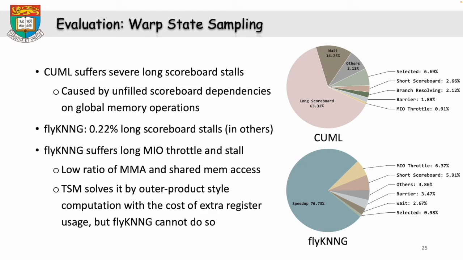Adopting standalone kernels allows sophisticated optimizations for each kernel, especially for the distance matrix calculation kernel, but it does not result in high overall performance. On the other hand, FlyKNG only suffers 0.22% long scoreboard stalls. However, it also causes a low ratio of MMA instruction and shared memory access. Some studies propose to use the outer product computation style to reduce shared memory access. FlyKNG does not adopt it as it requires extra registers, which are also heavily used by the topk selection part of FlyKNG. It is a necessary expense, the MIO stall for on-the-fly topk selection.